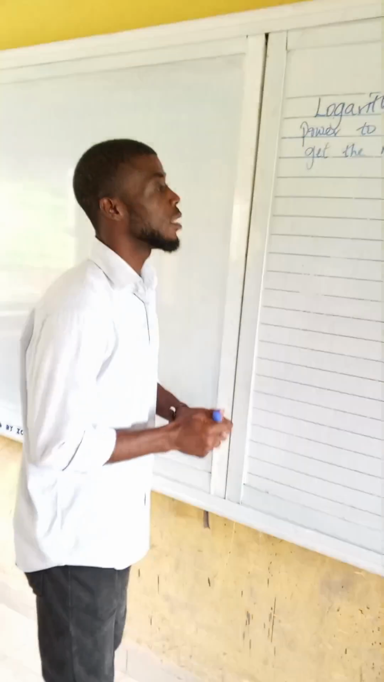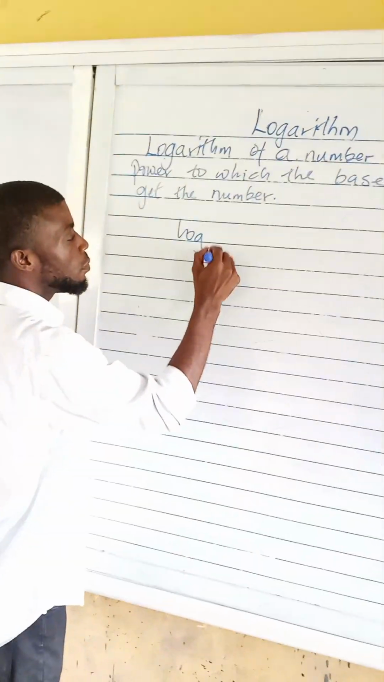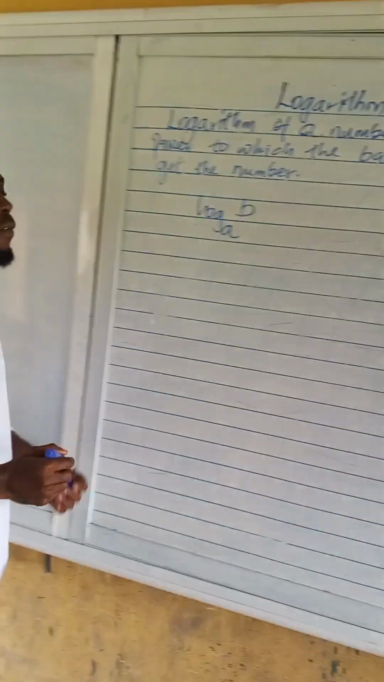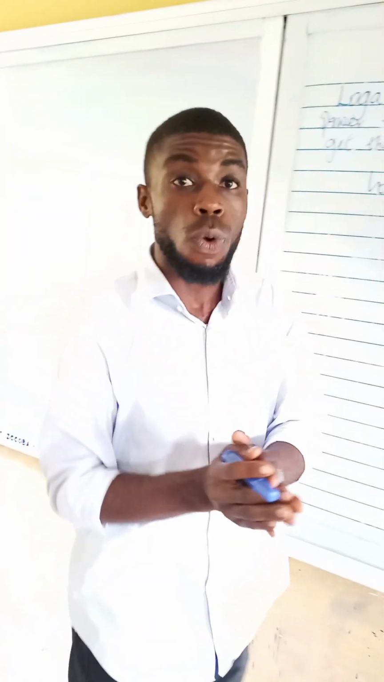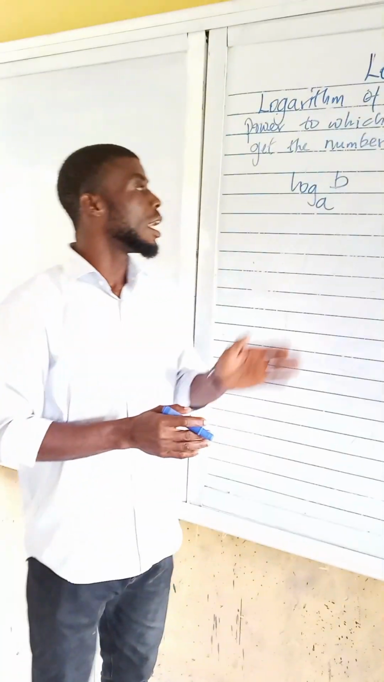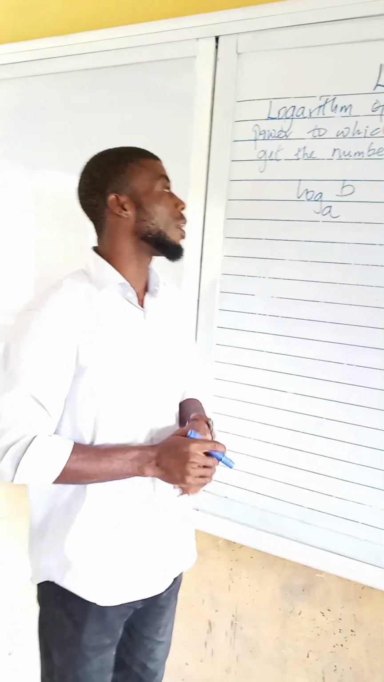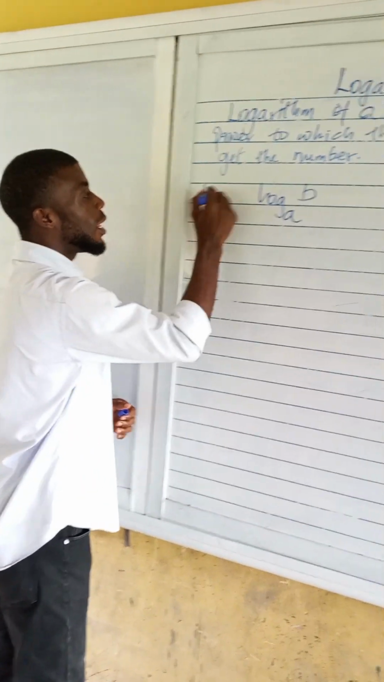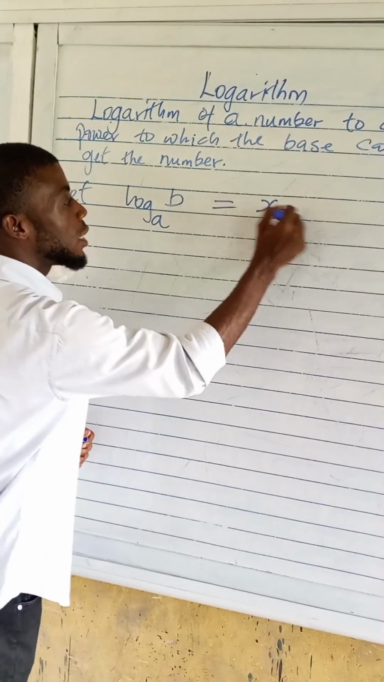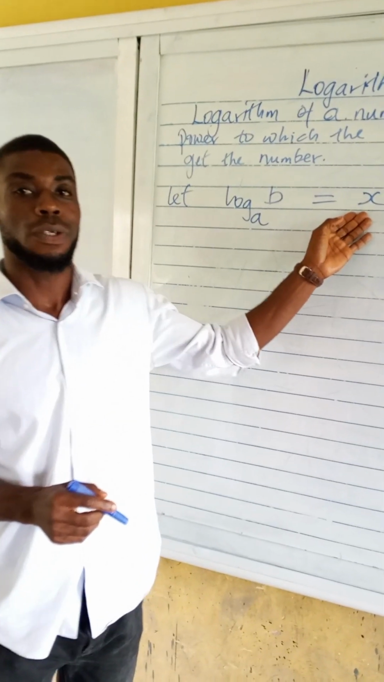Mathematically, look at what we are saying. Assuming I have logarithm base A of B. If I have something like this, the first thing I want to do is to make this an equation. How do I make a mathematical expression become an equation? I will use a very simple assignment. I will say, let log base A of B be equal to X. So X is now the answer to this very logarithm.